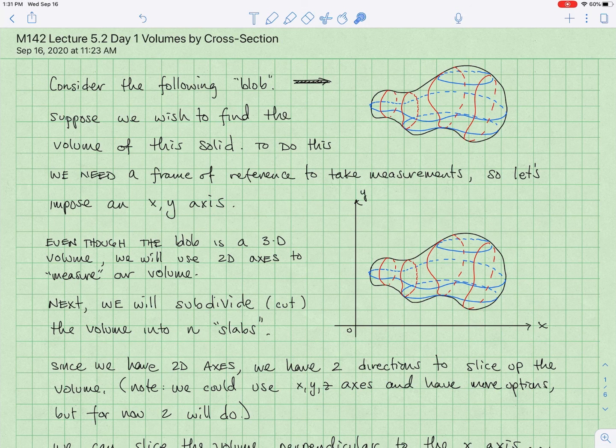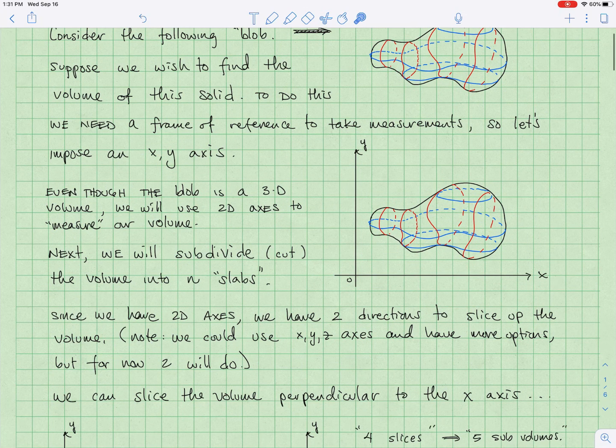Even though the blob is 3D, you can tell by my lovely rendering and its cross wire frames, we will use two-dimensional axes to measure our volume. The next thing we're going to do is subdivide or cut the volume into n slabs. Just like when you have a curve f of x and you want to find the area underneath that curve, you start by cutting it up into n equal little rectangles and then approximating. We're going to do the exact same thing here, but we're going to cut it into n slices or slabs.